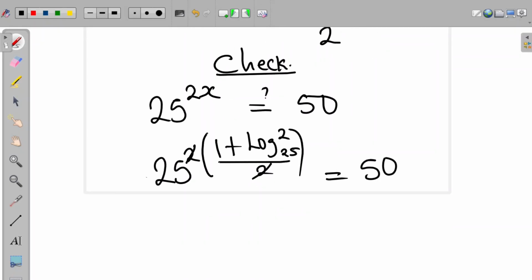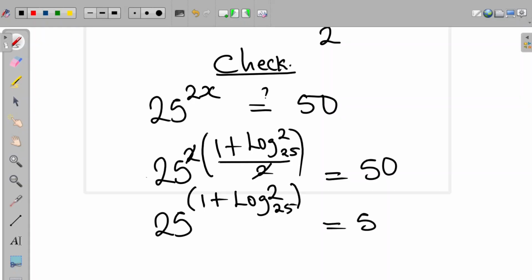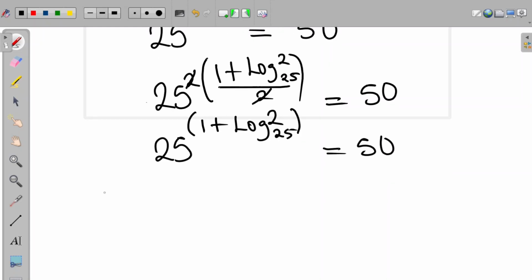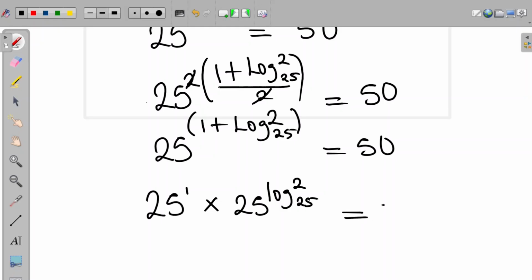So we have that this becomes 25 raised to the power of 1 plus log 2 to base 25 equal to 50. Now from the laws of indices, the left hand side can be expressed as 25 raised to the power of 1 times 25 raised to the power of log 2 to base 25. Everything is equal to 50.